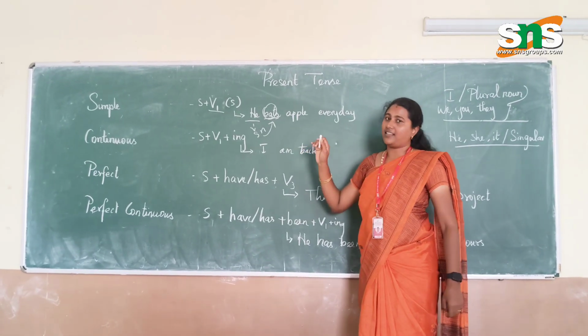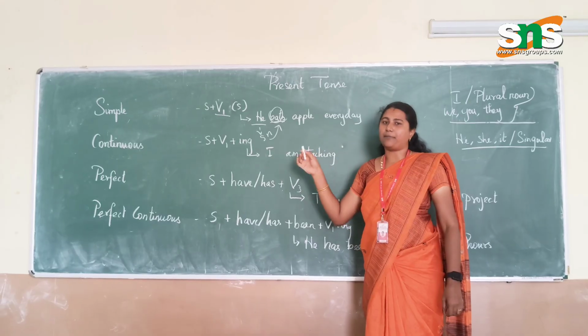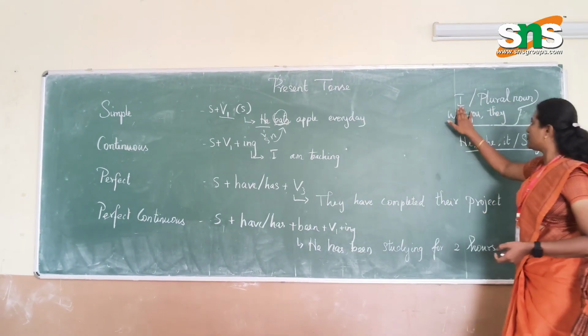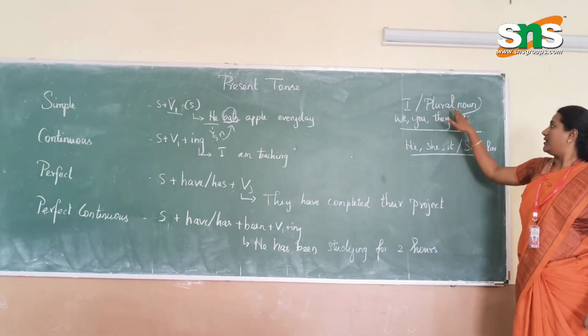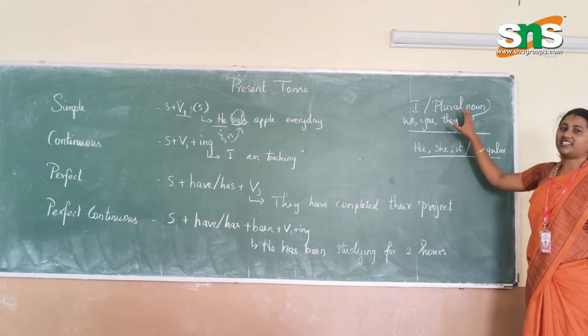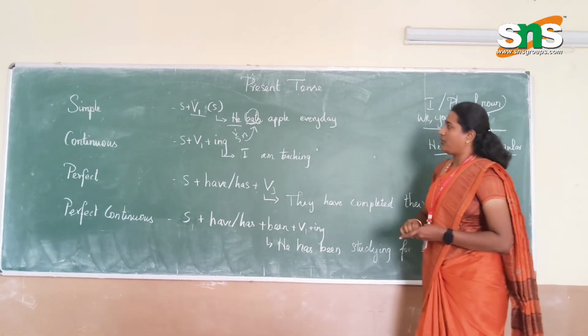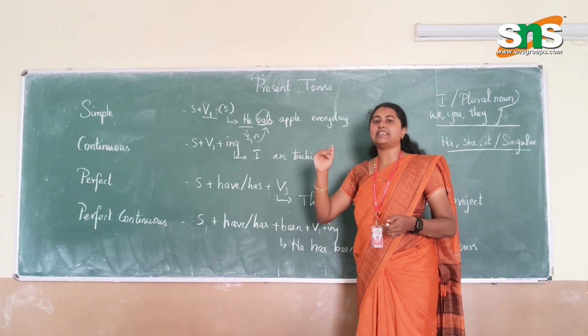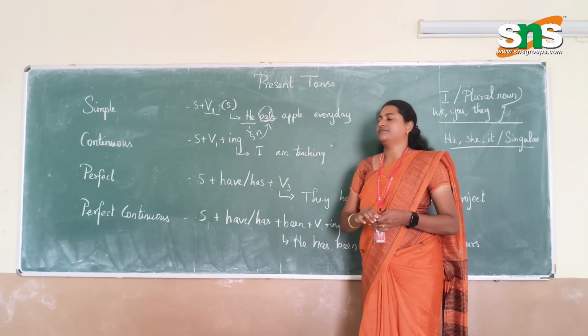Let us see another example. I eat apple every day. Okay. For this, we have already discussed that I should be used with plural verbs, like we, you, they. It is considered one among them. So although it is singular, it is considered like that. So we have this example: I eat apple every day.